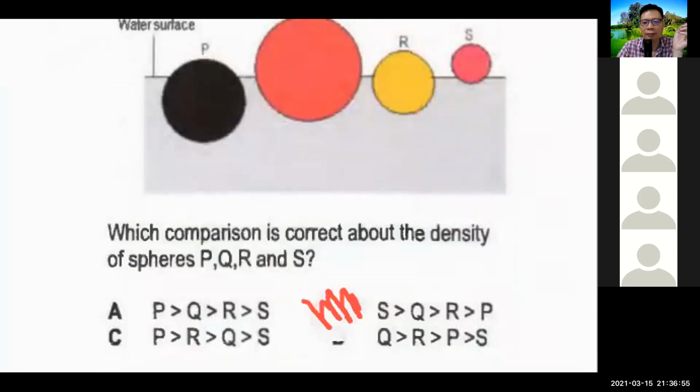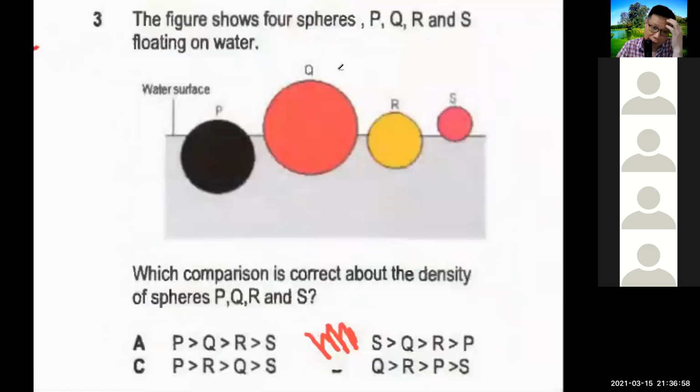17, do you say A or C? Ken Leong, what about you? You say A or C? Not sure? Okay, I will say this one has the highest density, number one. Number two, I say this one, because it sinks a lot. The level is deep. This one is number two. This one is number three. And this one is the last one, because it sinks only a little bit, meaning the density is very, very small.